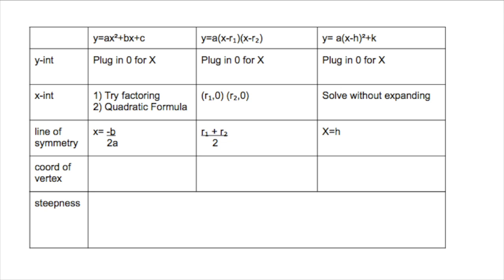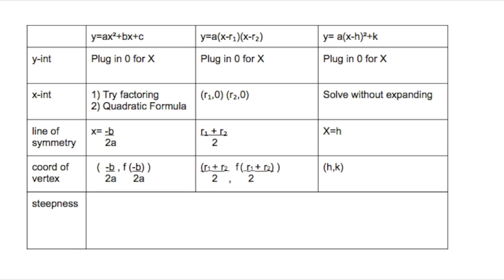To find the line of symmetry for the first equation, you have to do the first part of the quadratic formula, which would be negative b divided by 2a. On the second equation, you need to add up r1 and r2 divided by 2, and that will be your line of symmetry. In the last equation, your line of symmetry will be the inverse of h.